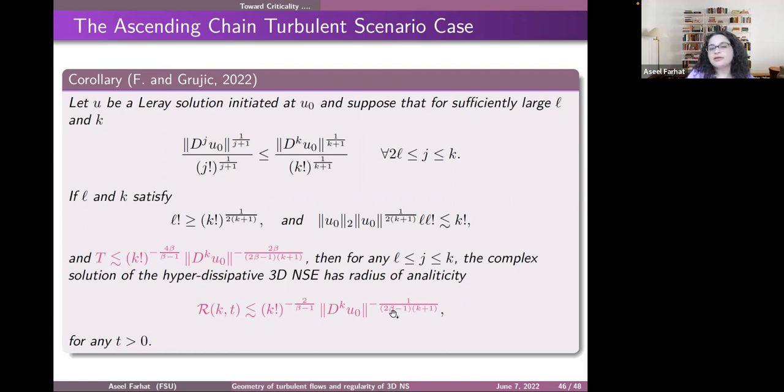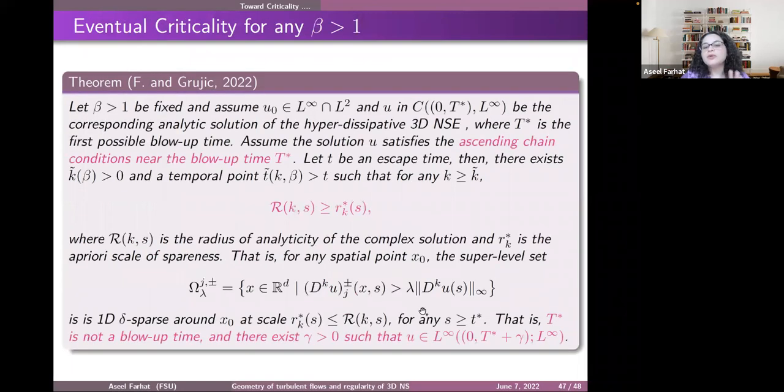For any beta, you can find a big enough k so that these exponents will actually match, or even better, you can prove that the radius of analyticity itself will become bigger than what the a priori bound is going to be at that snapshot. So turbulence happens at one snapshot, or one snapshot beyond the escape time.